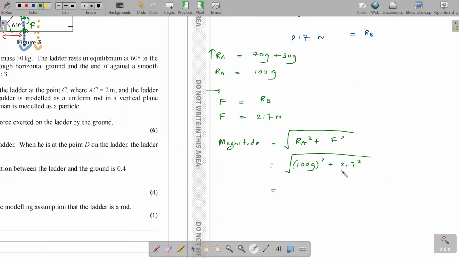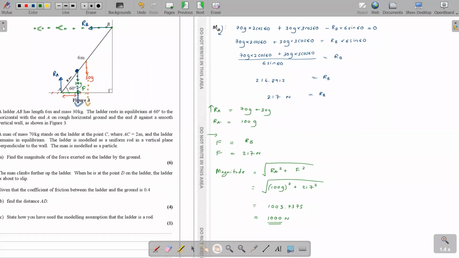You could give this to more significant figures. There's no problem. You can give it to more significant figures here. So I get here 1003.7375. So to 3SF or 2SF, we get 1000 newtons. Is that clear?